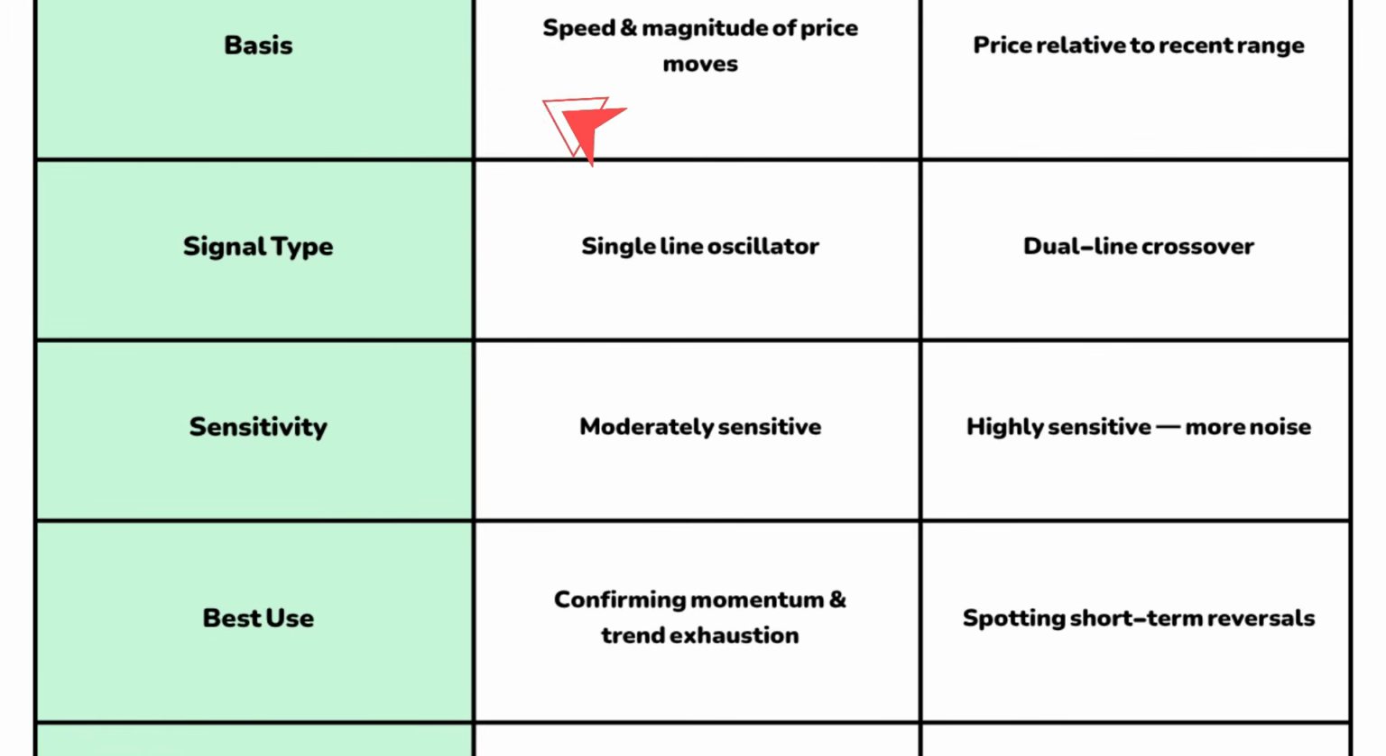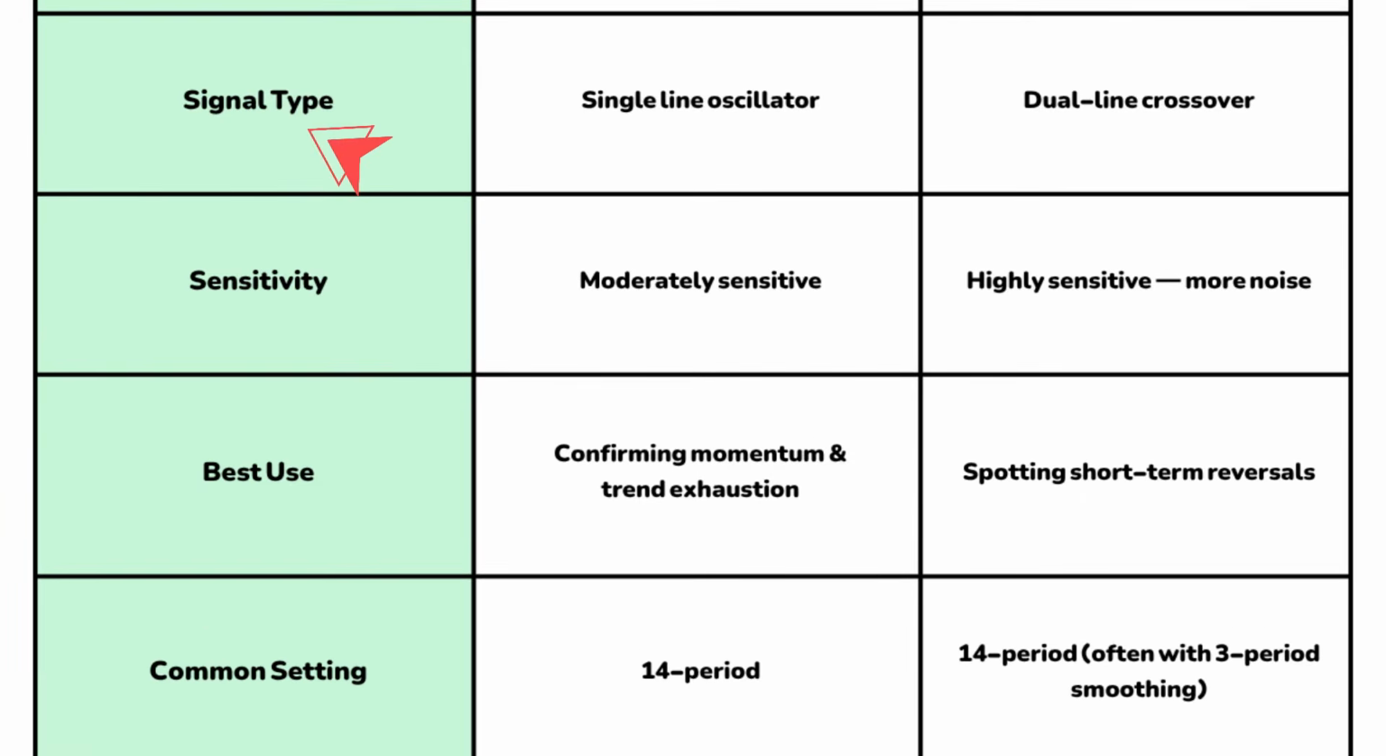Basis. RSI is based on the speed and magnitude of recent price moves. The stochastic oscillator, on the other hand, compares the closing price to its recent price range. Signal type. RSI is a single-line oscillator that moves between 0 and 100. Stochastic uses two lines, %K and %D, and creates crossover signals for entries and exits.